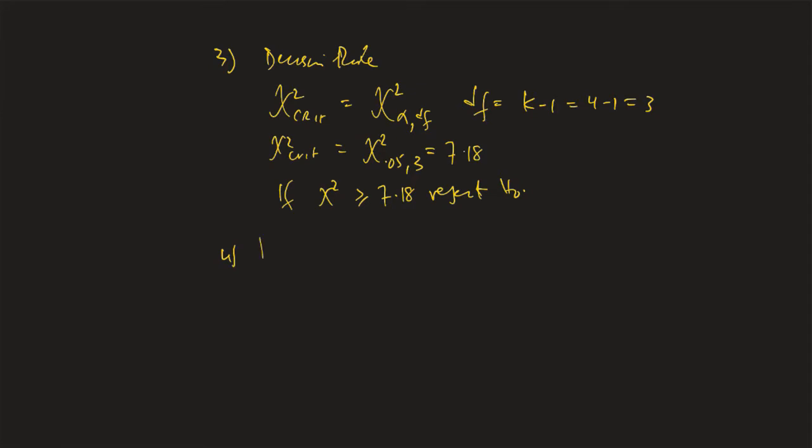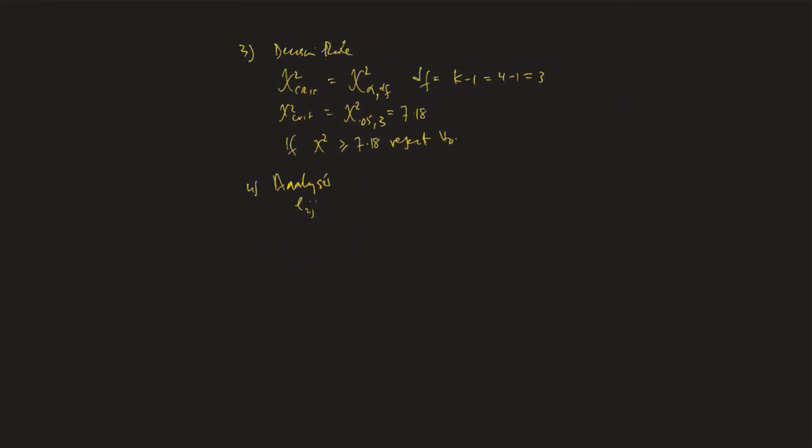So step 4 is the analysis, and in the analysis we have to calculate the E_ij values. Right? So how do we do that? Remember, row total times column total over grand total. So we now have to take each of those values and do that. I'll just do one example, and then I will show you the complete set of values that we're going to need.